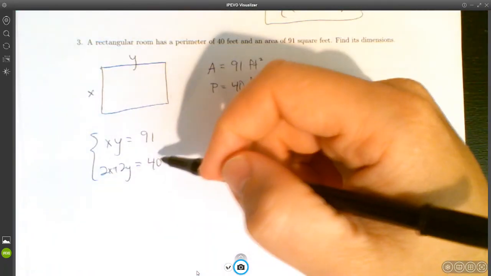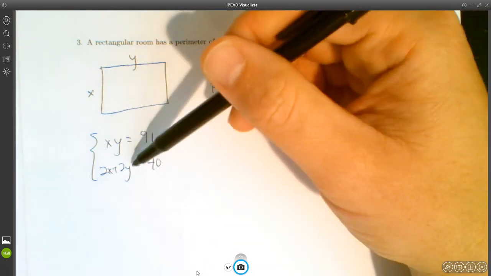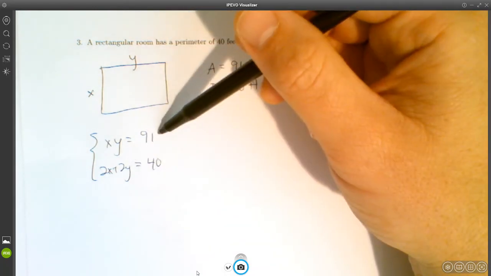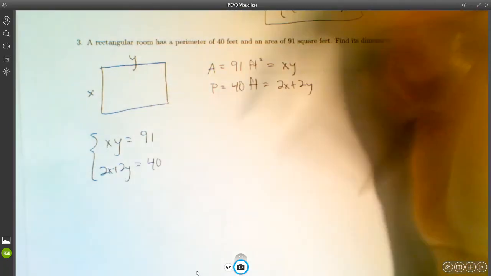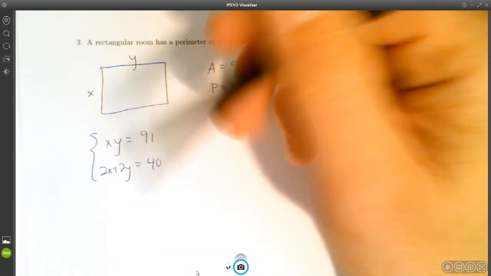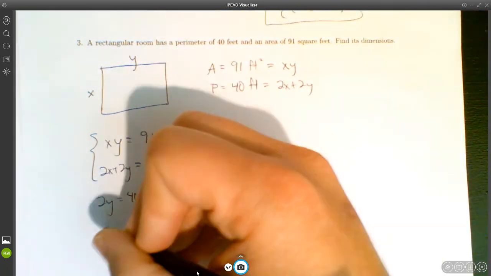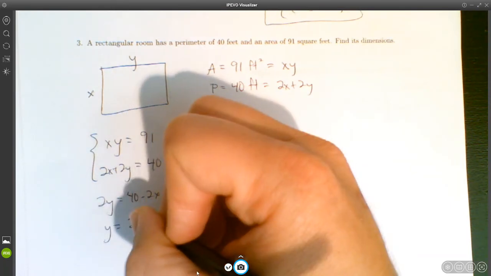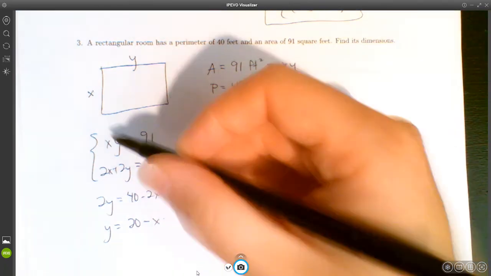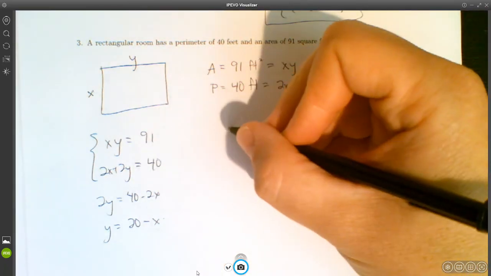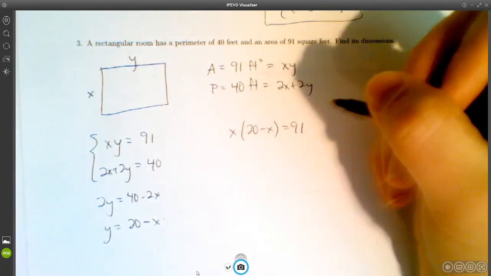I would solve this system by substitution. Let's solve the bottom equation for x or for y. It doesn't really matter. I'm going to say 2y equals 40 minus 2x, so y equals 20 minus x. I can take that now and plug it in for y in the top equation. So I can say x times y equals 91.